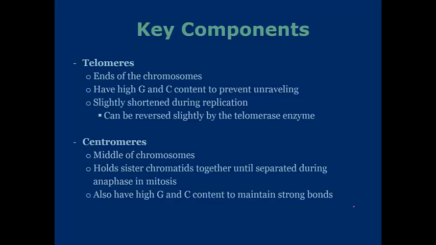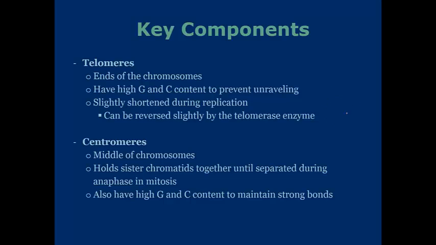Because of this, if you look at gene sequences, you can often tell where telomeres are, and centromeres as a matter of fact, based on GC content. Telomeres slightly shorten during replication, and this can be slightly reversed by the telomerase enzyme, but every replication you have some depreciation here. There are a lot of theories that say this is where aging comes from, because we have a fixed number of replications within our sequence. Centromeres are the middle, and this is what holds sister chromatids together until they separate during anaphase in mitosis. Like telomeres, they have high GC content.